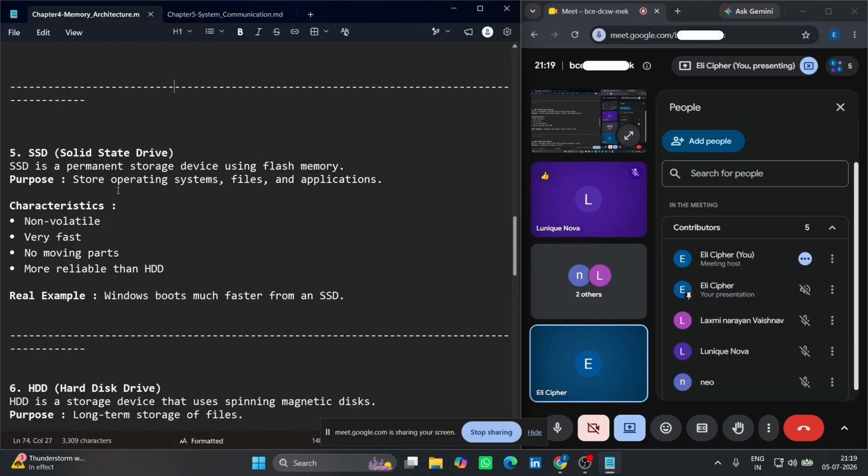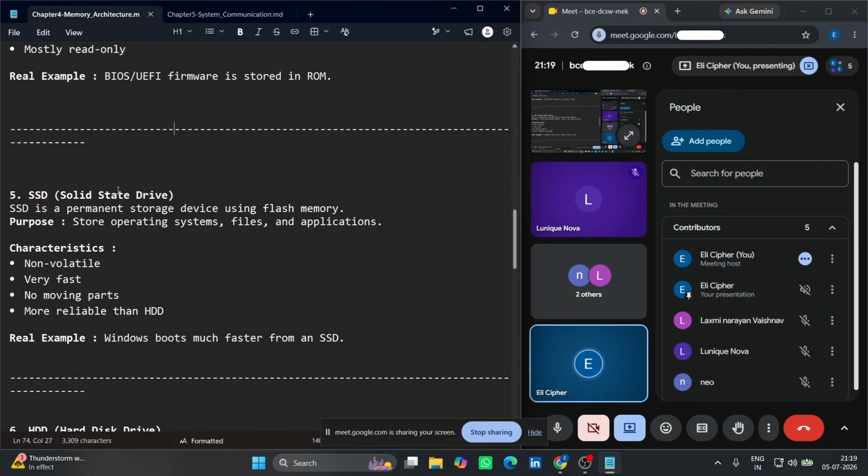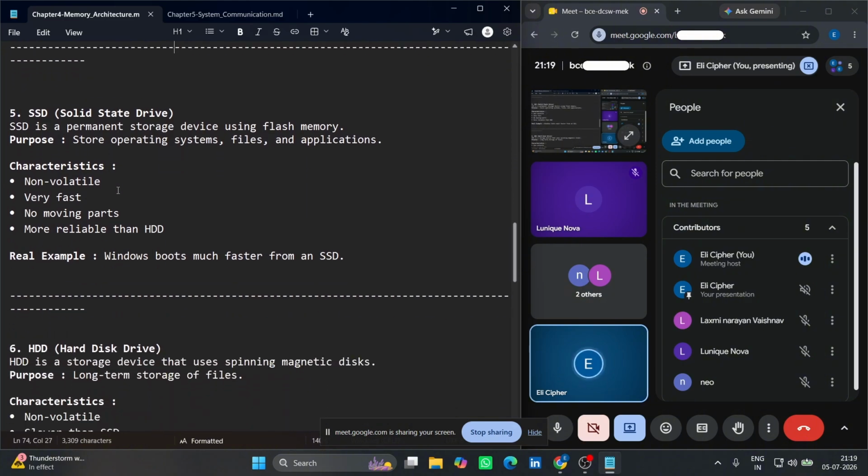Okay. Now we are moving to our next memory architecture. Next type of memory, which is SSD, solid state drive. Right now, most of the computers and systems use SSD instead of HDD, hard disk drive, right? So what is it? What's special in it?